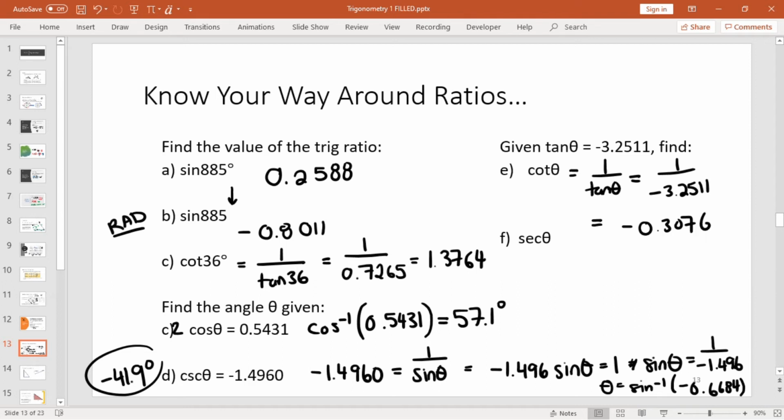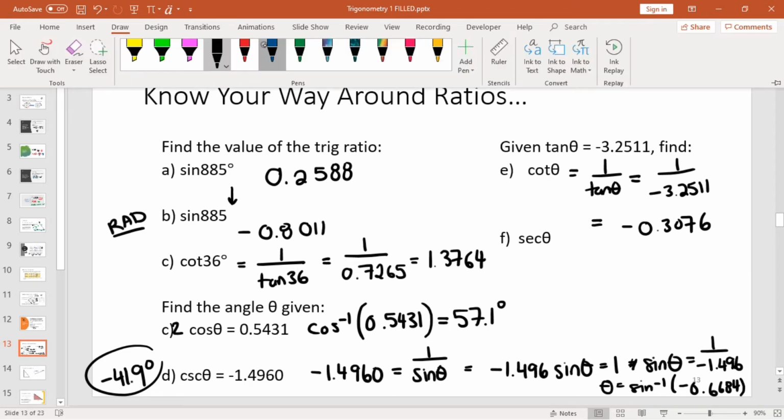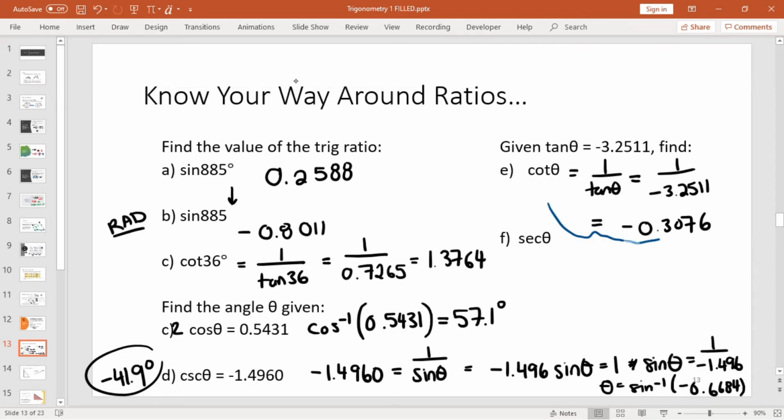There we go. Now, I'm going to change colors because I've made a lot of mess in here. I'm going to try and give myself some room. There we go. So this time, I have tan of theta, so I'm going to find the angle. First I'm going to find the angle because I have to go into another kind of trig ratio, so it's best to start by finding the angle.